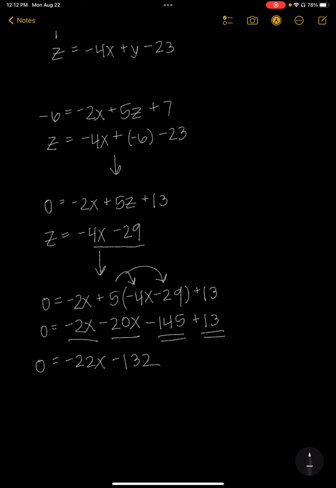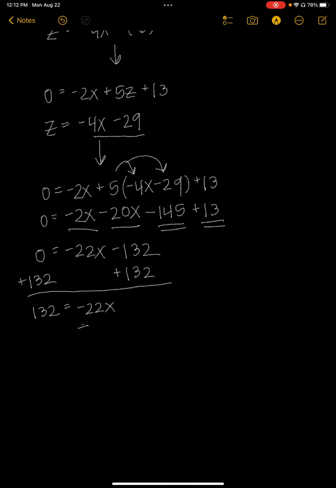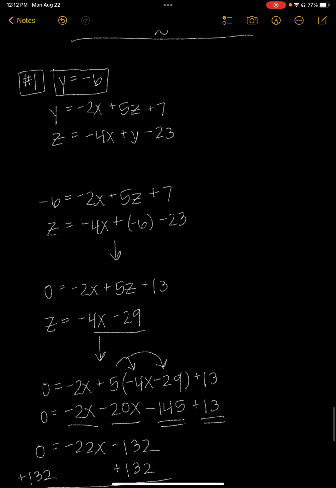All right, now I want to solve this for x. So the way that I'm going to solve it for x is by adding 132 on both sides. I get 132 is equal to negative 22x. Then we're going to divide both sides by negative 22. And we end up with negative 6. So I get negative 6 is equal to x. All right, so there's a second answer. So now I have x equals negative 6, and from the top I also have y equals negative 6.